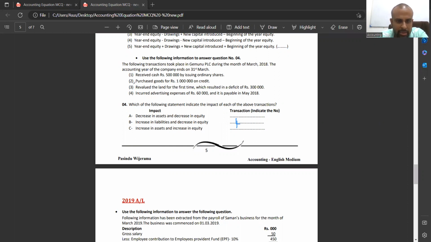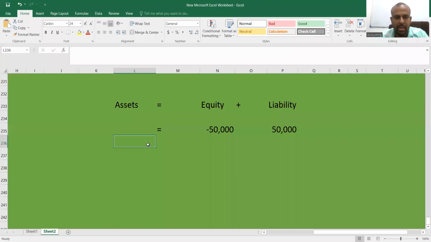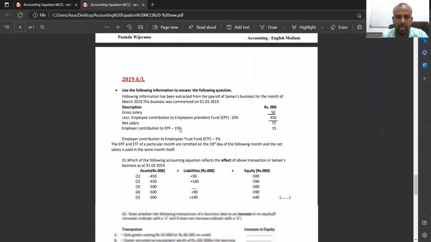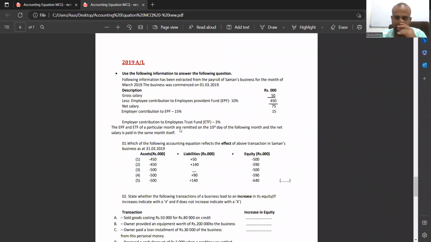The second one's effect you know. If you want to look at the original paper a bit, when you purchase stocks on credit, what will happen? When you purchase 100,000 worth stocks on credit, inventory increased by 100,000, which is an asset. As you purchase it on credit basis, liability increased by rupees 100,000. Right. Okay. Shall we move to the 2019 A-level paper question?